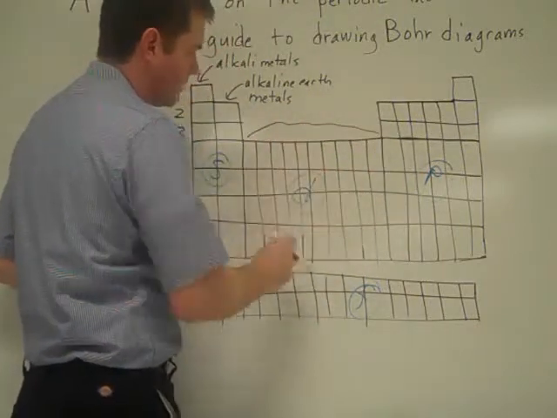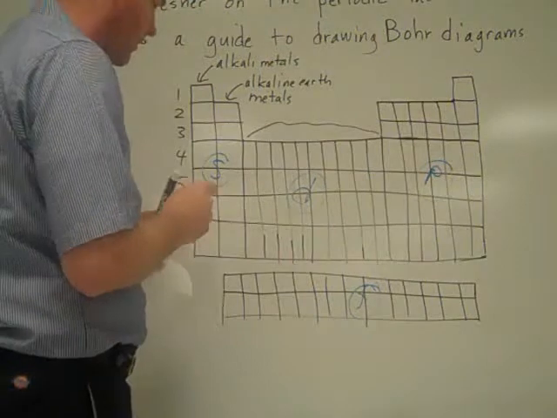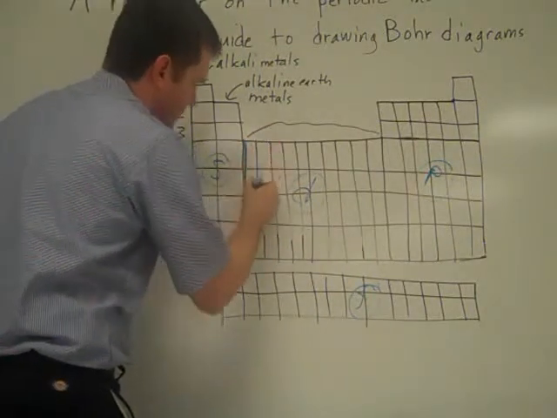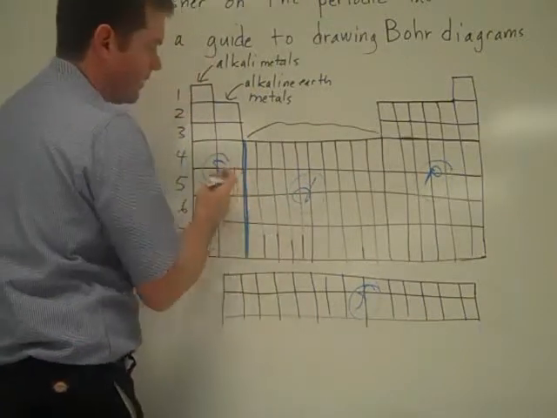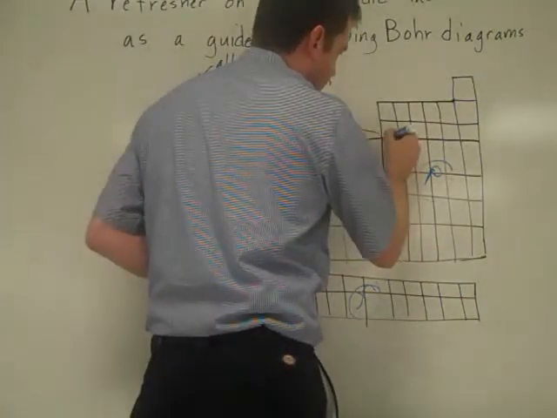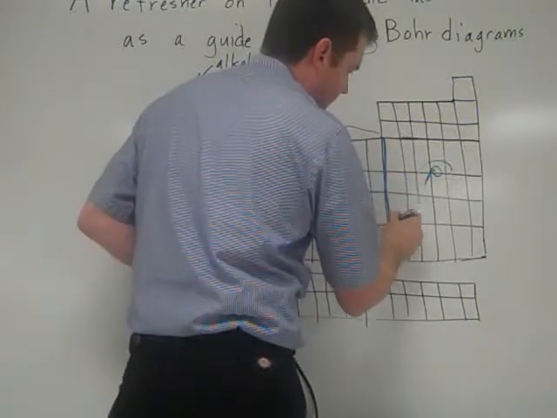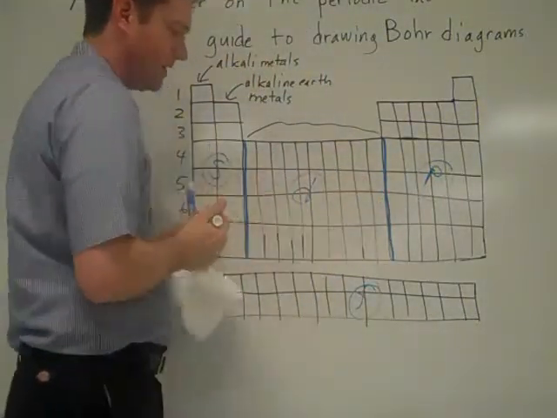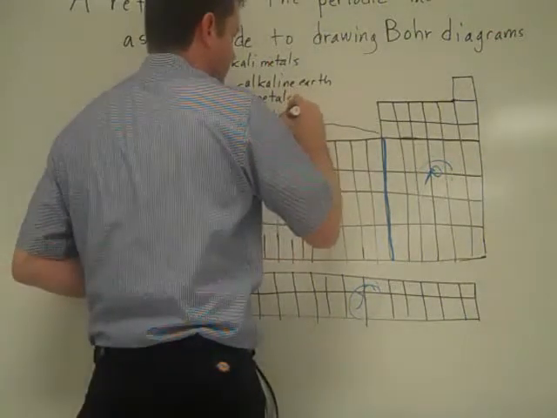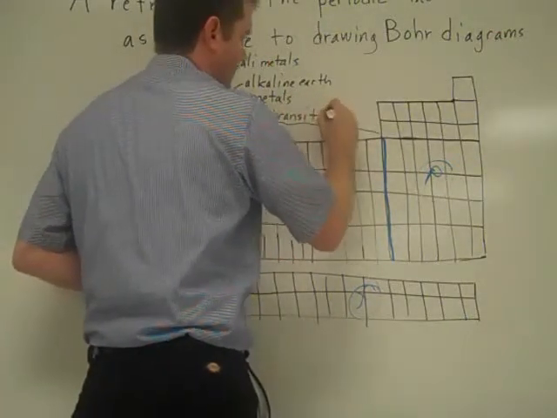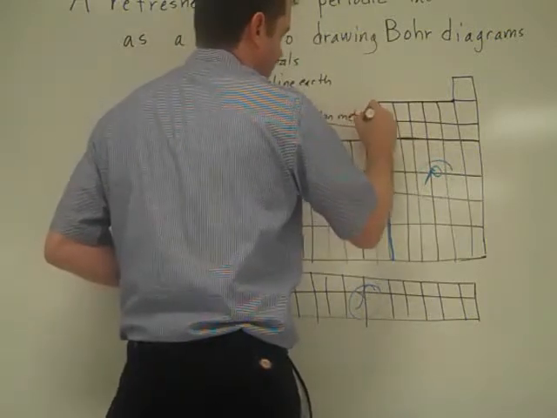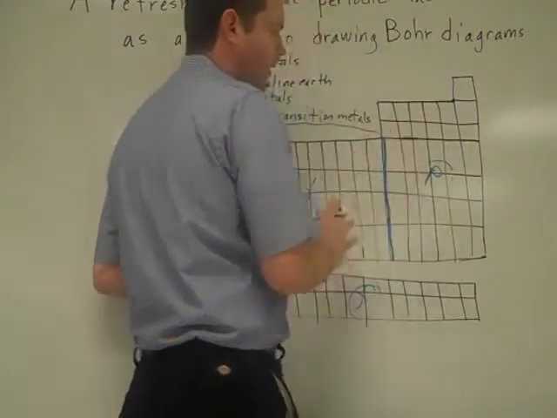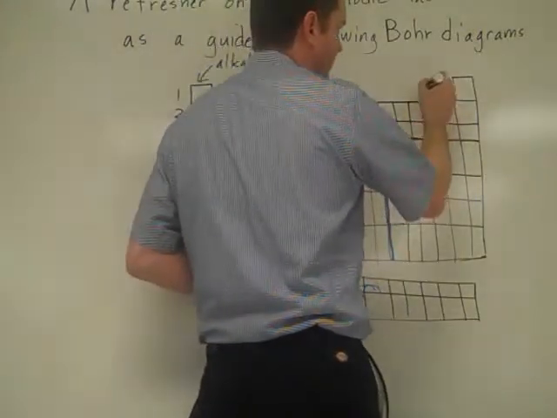This whole section that we're calling the D section, by the way, I'm going to mark off between the 2 sections. There's the divider between S and D. Here's the divider between D and P. All the elements represented in the D section we call transition metals. And then over here in the P section, we don't have names for all the groups, or we're not going to hold you responsible for them.